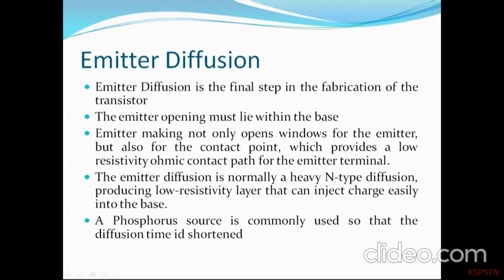The N-type emitter region of the transistor diffused into the P-type base region is shown in the figure. The emitter diffusion is normally a heavy N-type diffusion, as already told, producing a low resistivity layer that can inject charge easily into the base region. A phosphorus source is commonly used so that the diffusion time is shortened.